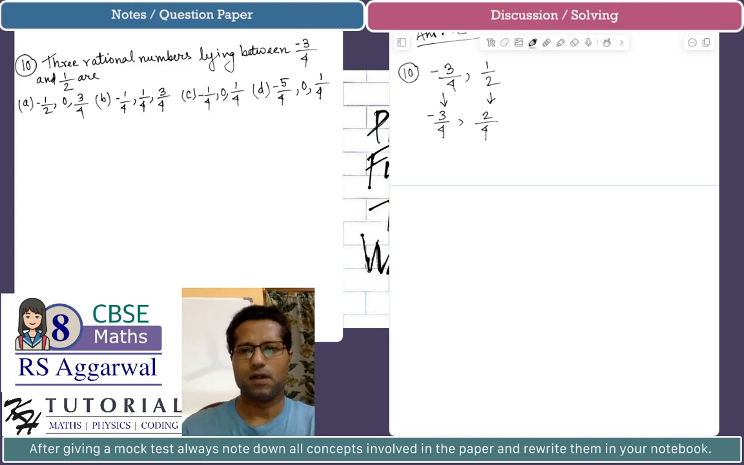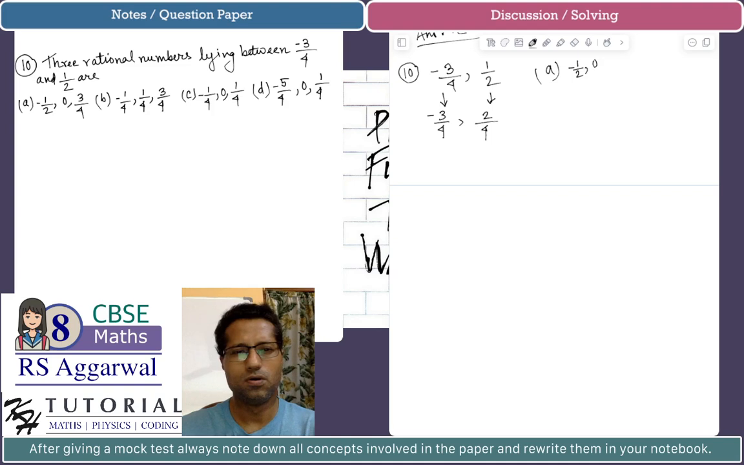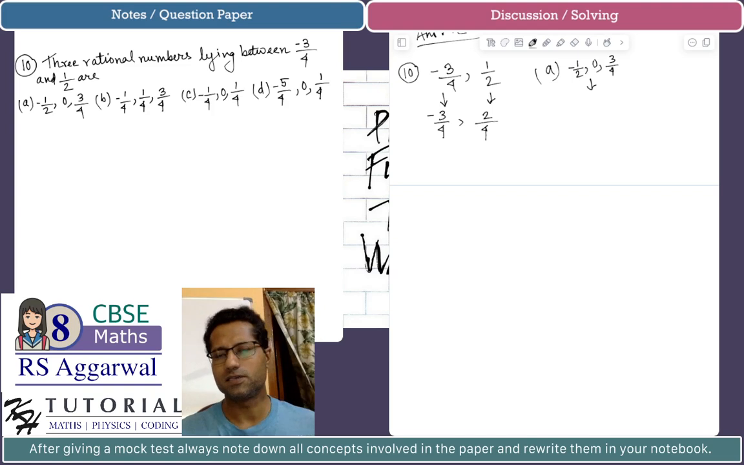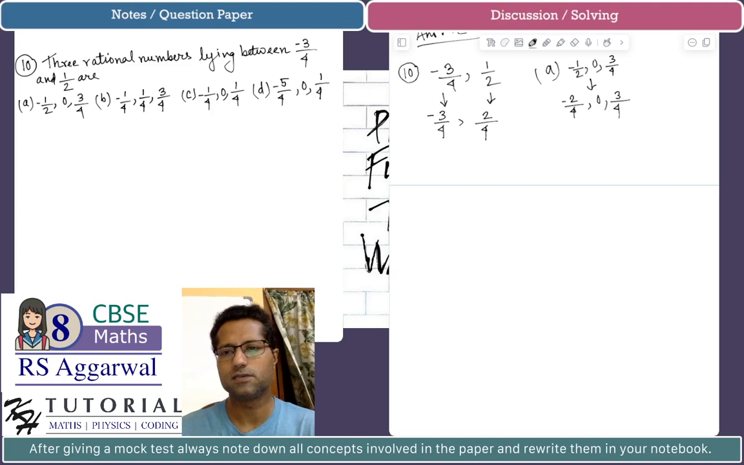Okay, now let's see what are the choices. The choice A is minus half, 0 and 3 by 4. We can write minus half as minus 2 by 4. I have converted minus half to its equivalent rational number so that the denominator is 4. This is 0 and this is 3 by 4. Now 0, I can always write it as 0 by 4.